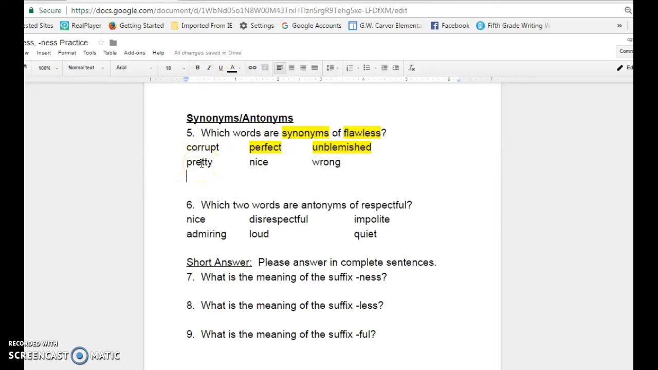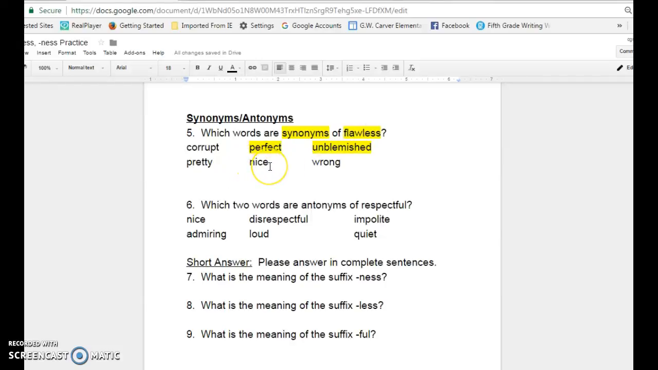Pretty. If something's pretty, does that mean that it's flawless? Almost, but not quite. I mean, I've seen some very pretty people that have some interesting flaws, okay? So be careful on that one. Pretty does not mean the same as flawless. Flawless means it's without any blemishes, any mistakes. It is absolutely perfect.